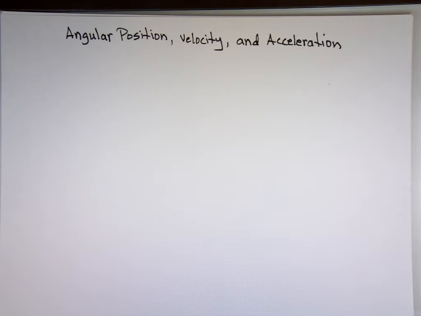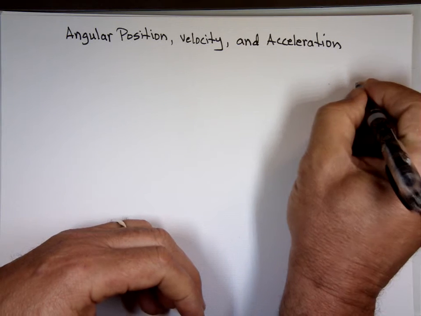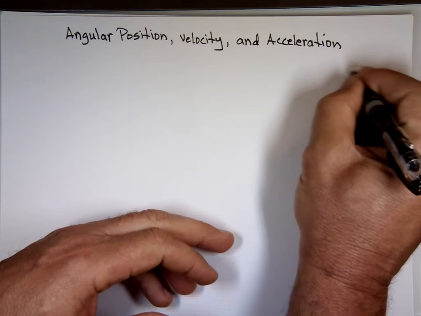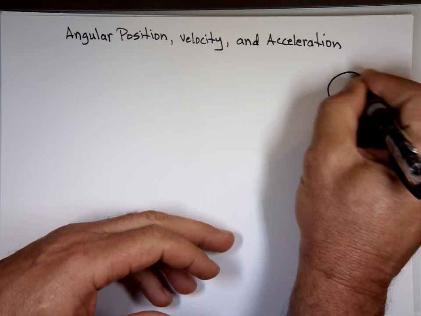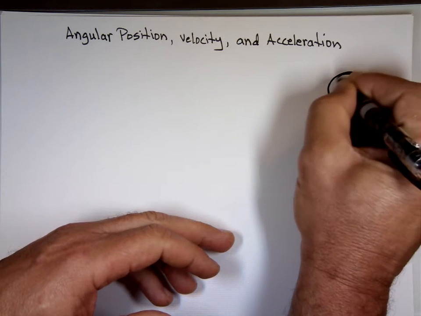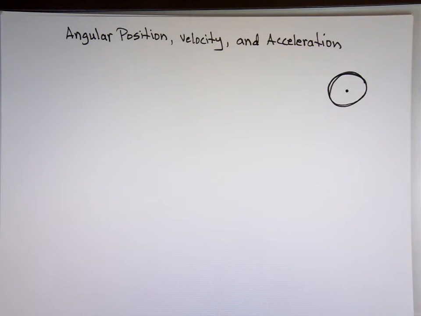What is angular position, angular velocity, and angular acceleration? So we're talking about things that go in a circle, spin around. For example, you take your nephew to the merry-go-round, and you go in a circle the whole time. You're on that little horse that's going around the circle.